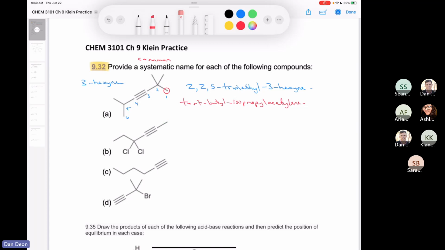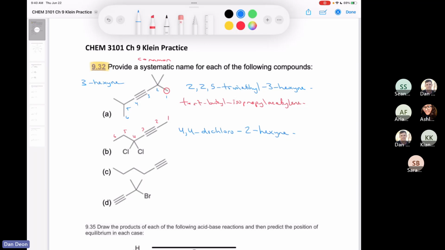Exactly. So I'll put the numbers here in red. So we're going to have 1, 2, 3, 4, 5, 6. So this is a 2-hexene, and we've got 4,4-dichloro. So we'll scribble this down. This is 4,4-dichloro 2-hexene. Great. The next one, I'm pretty sure you could name that one in your sleep.